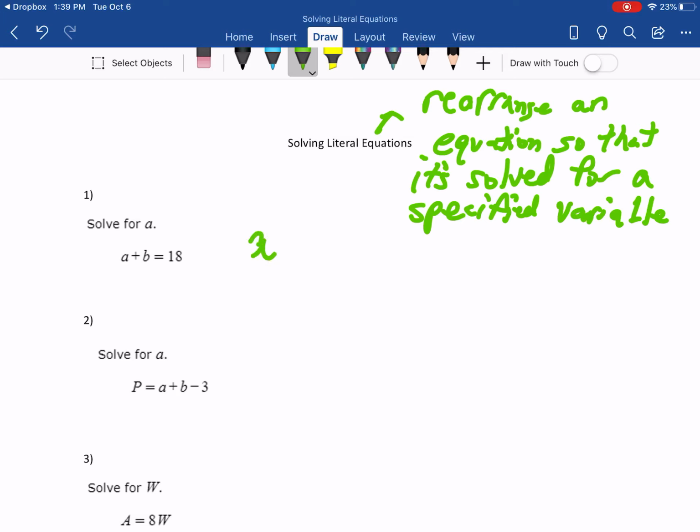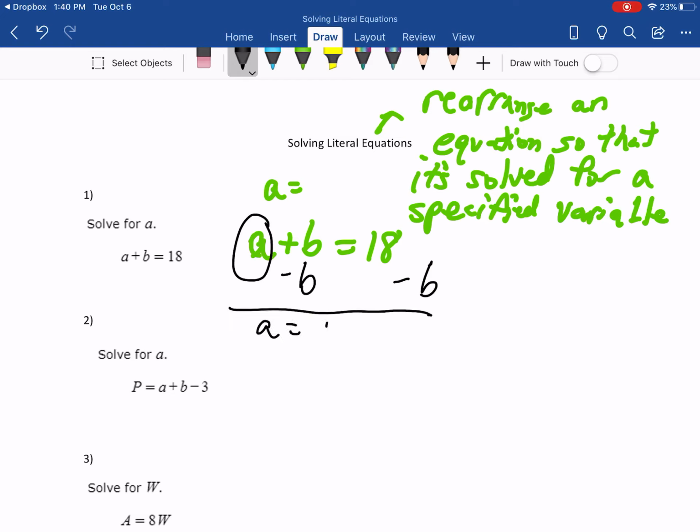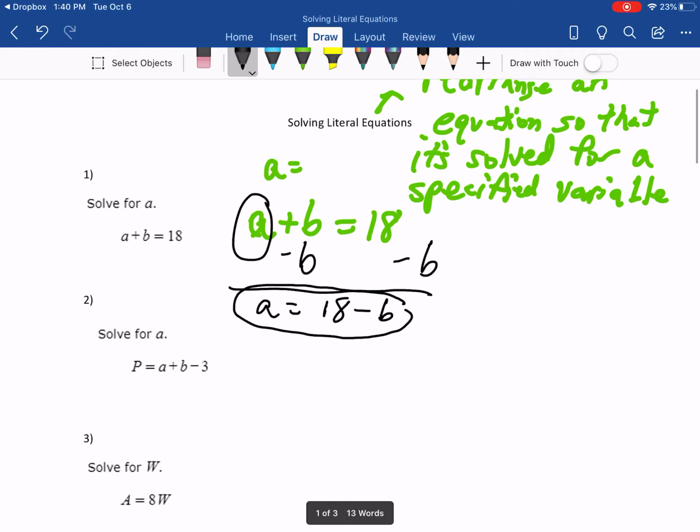So I'm going to rewrite this: a plus b equals 18. So if we want to solve it for a, that means we want it to look like a equals. All right? So in order to do that, I like to put a circle around the variable that I'm solving for, and our goal is to get that circle by itself. So to solve for a here, we need to get rid of the b that's on the same side of it. So of course, to get rid of the b, we'll subtract b from both sides. And we have a equals 18 minus b, which means we have solved for a.